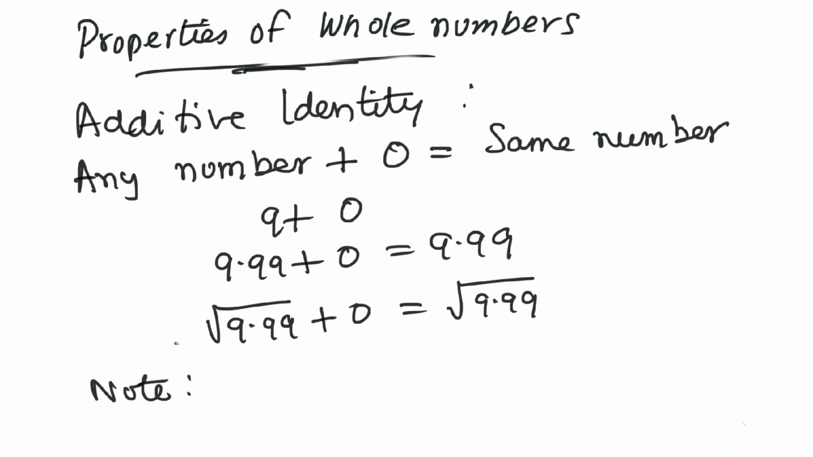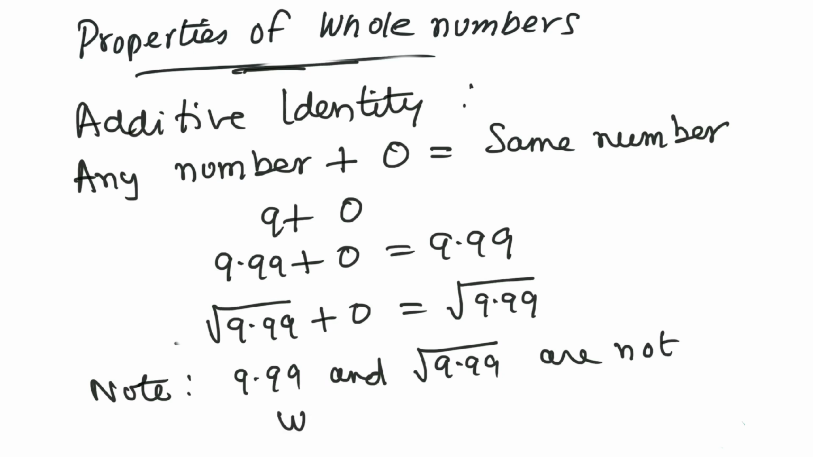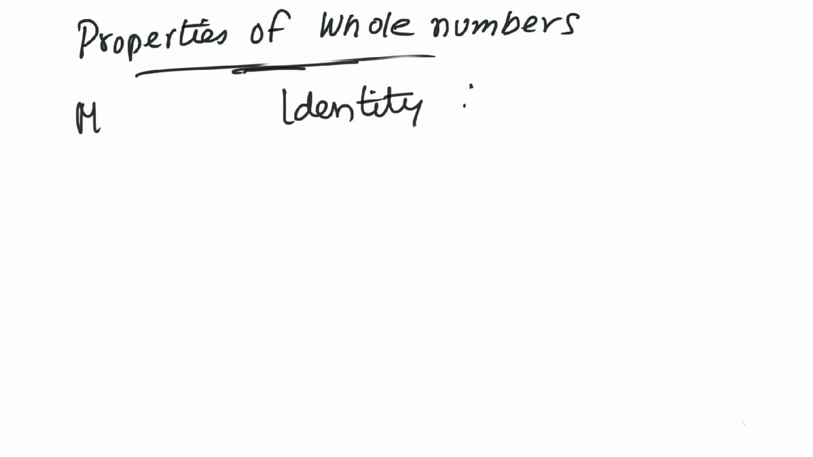Now the point is that 9.99 and root of 9.99 don't represent numbers which belong to the set of whole numbers.